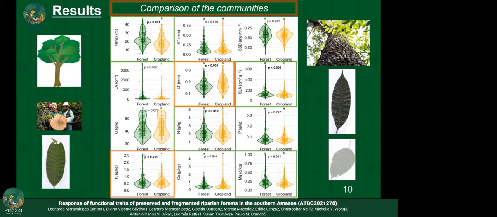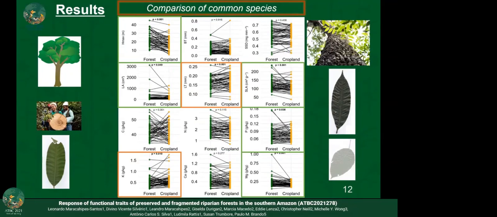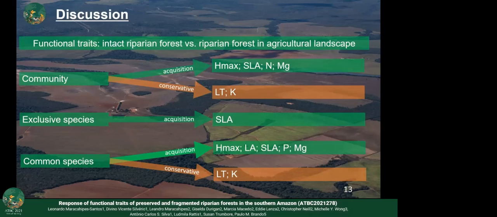This graph shows the comparison of plant traits at community level. Green squares show traits that are greater in intact forests, and orange squares the traits that are greater in agricultural landscape forests. This graph compares just the exclusive species, and only SLA is significantly different, showing high value for intact forests. Common species with green squares differed significantly and were greater in intact forests, and orange were greater in agricultural landscape forests. The difference we found reflects acquisitive strategy in intact forests and conservative strategy in forests in agricultural landscape.